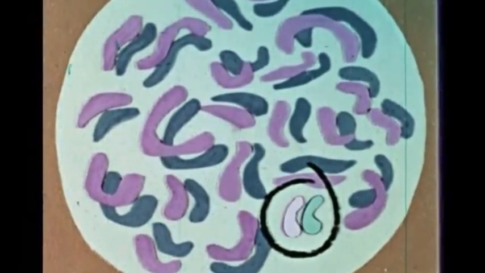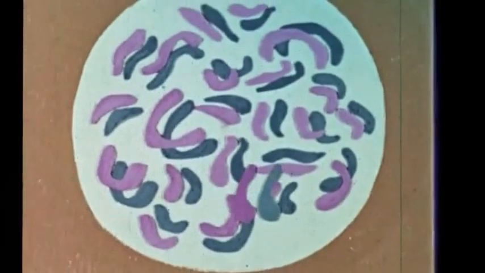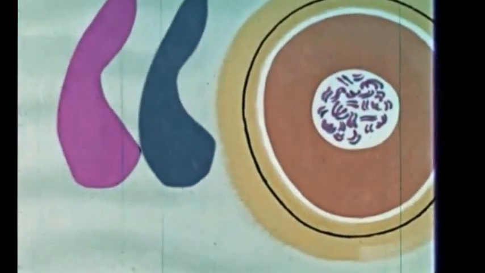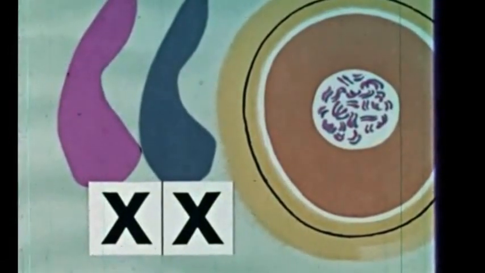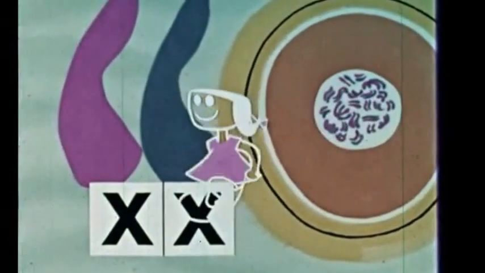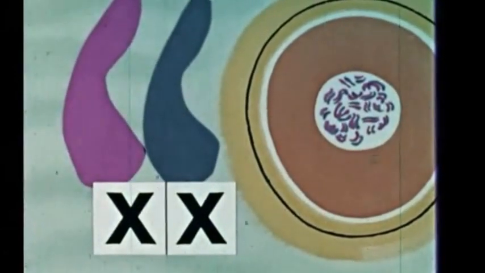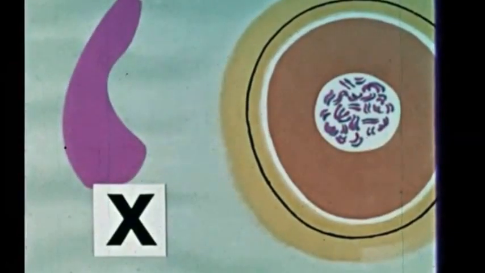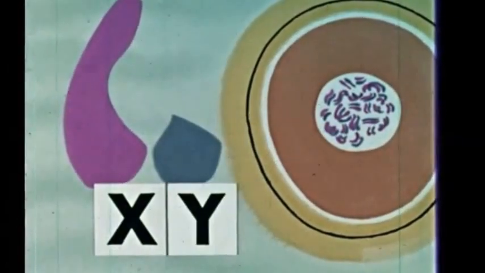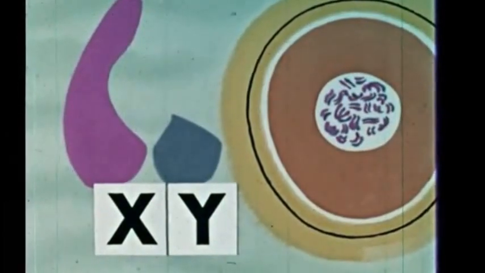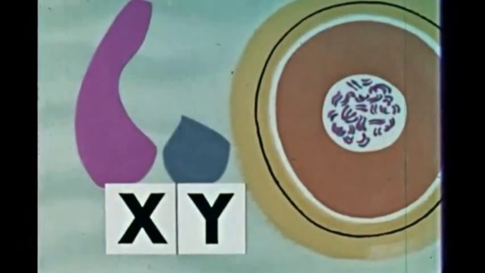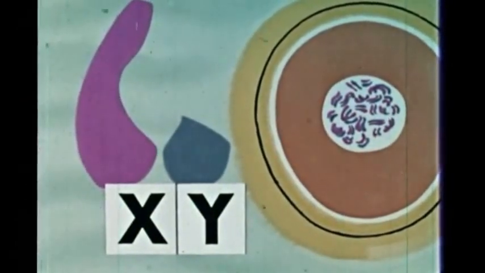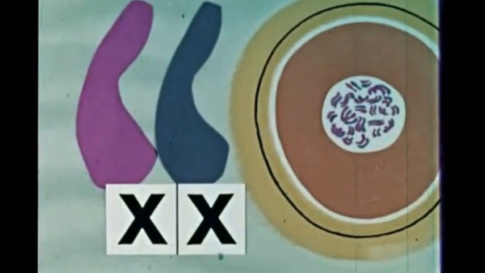called the sex chromosomes. If this 23rd pair consists of two long chromosomes called XX, the baby which develops out of that egg will always be a girl. But if the 23rd pair consists of a long X chromosome and a short one called Y, the egg will always grow into a boy. Notice that it is the father's chromosome, the blue one, which is sometimes long and sometimes short.